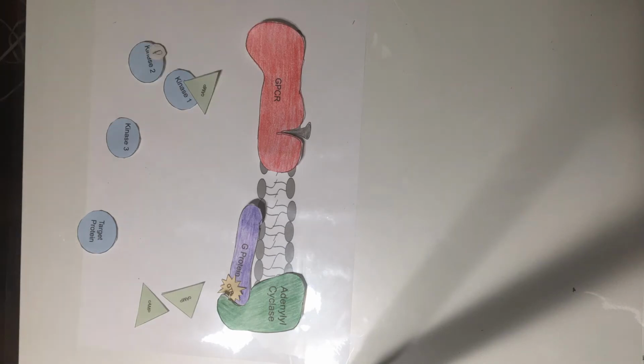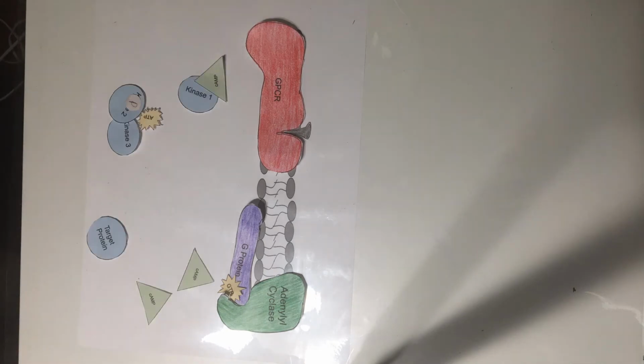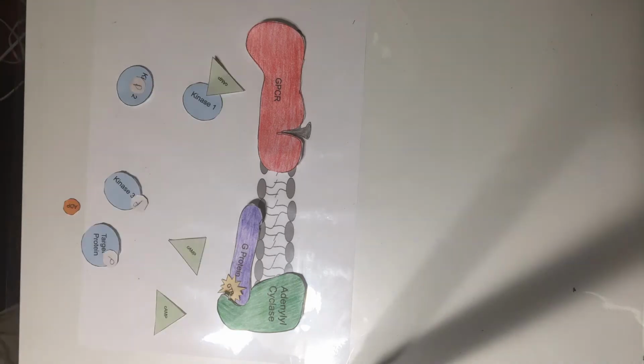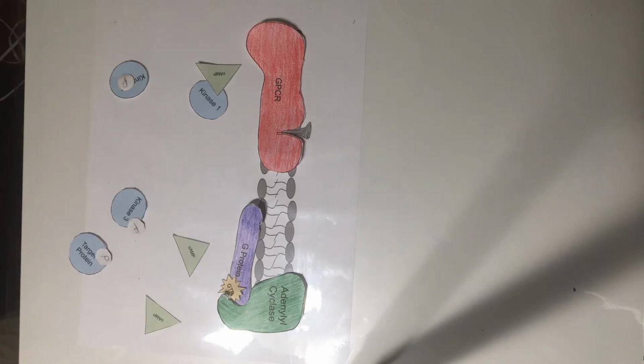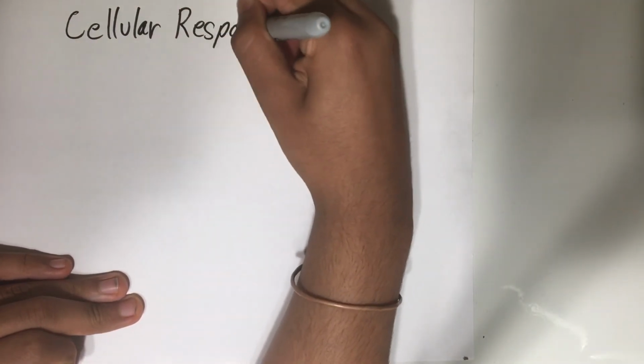So, this kinase will use up an ATP molecule and activate the second kinase. Then, this kinase will use another ATP molecule to activate a third kinase. Finally, the third kinase will use yet another ATP molecule to activate the target protein. The protein will then initiate a cellular response to the signal.